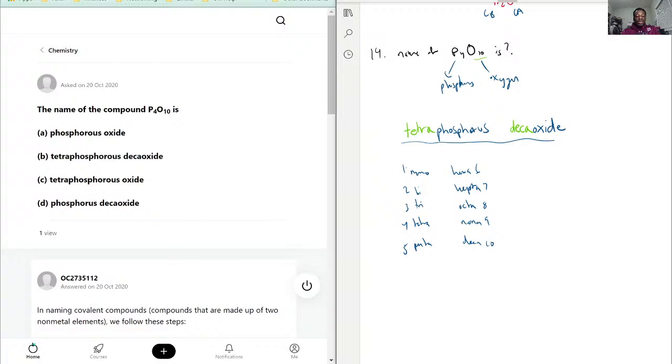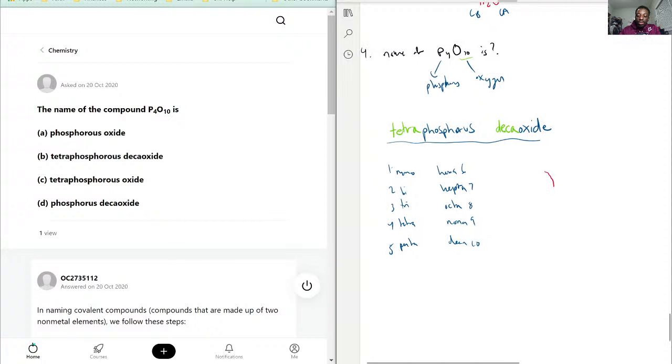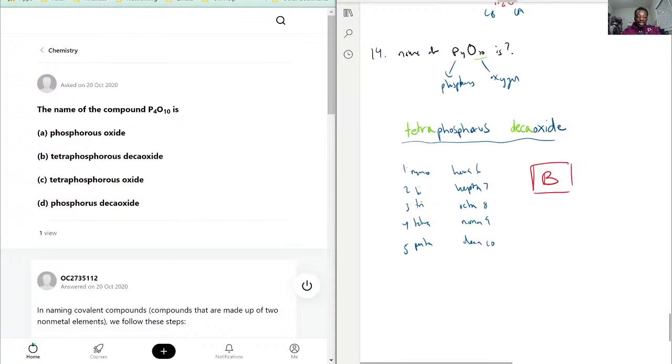With that being said, based on our choices, phosphorus oxide would be assuming that it was an ionic compound, which it is not. Tetraphosphorus decaoxide, that is what we want, so we can say the answer is B. As you can see here, C only accounts for the first part, but you still need to be able to identify how many of the second part you have.